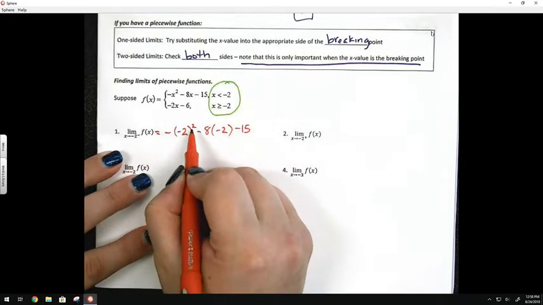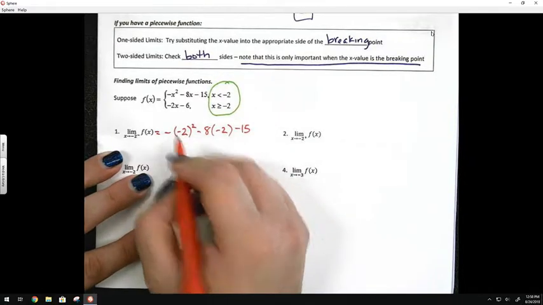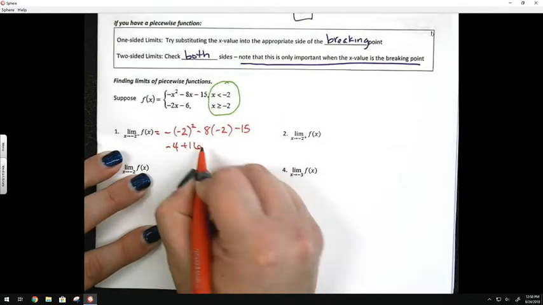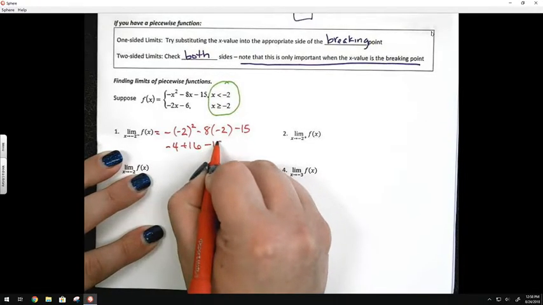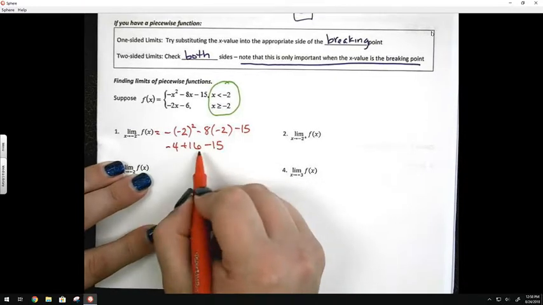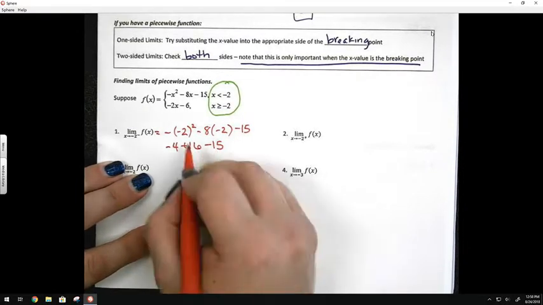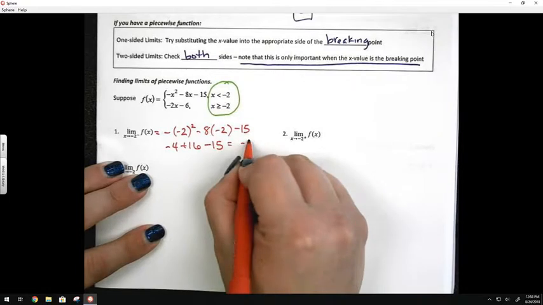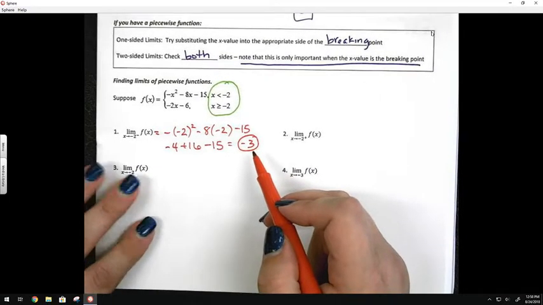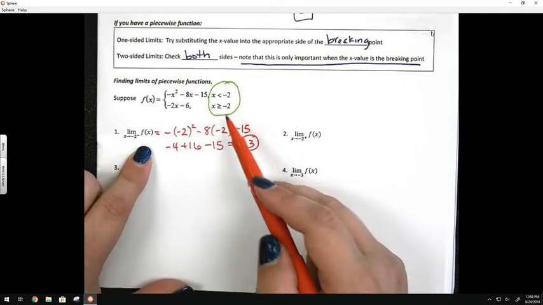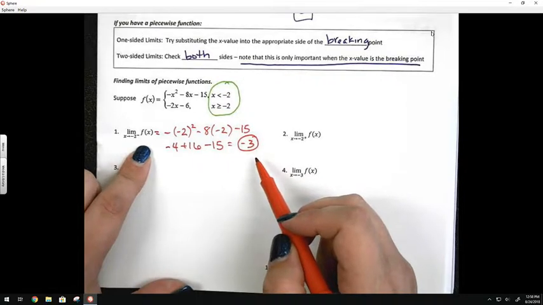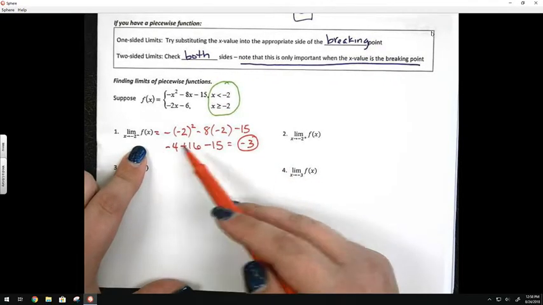Negative 2 squared we know is positive 4, but then we have a negative on the outside. So negative 4 plus 16 minus 15. And so we end up getting 12 minus 15, so we get negative 3 as our answer. Now if we were to graph this, we would have an open circle at negative 2, negative 3. And that would be okay, but it still tells me that my left-sided limit is negative 3.